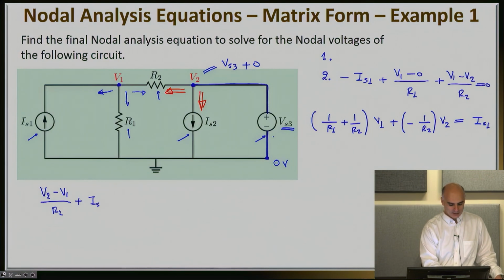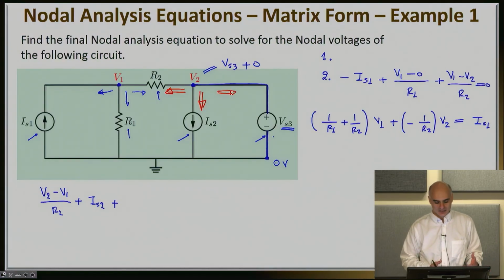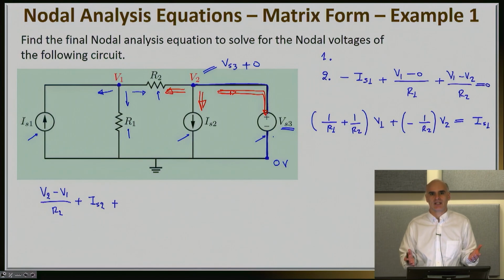plus IS2. And now I have the current that goes to the right. Now you look at this current and you suddenly realize, oh my gosh, I have no equation here. Why? Because this is the current that will flow into this voltage source. And unfortunately, we don't know how much current flows into this voltage source, and we have no equation to express that. So you might start thinking, what do I do? My professor never covered that case. No, your professor did cover that case.